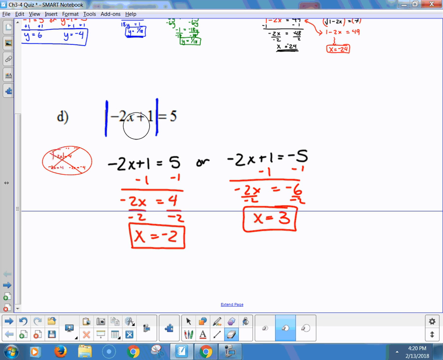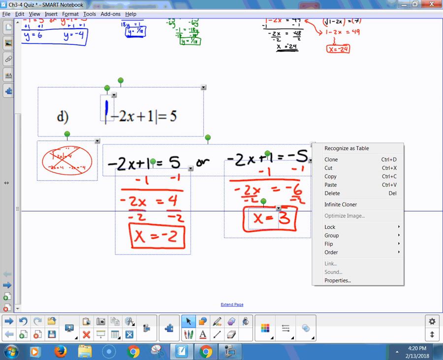Now let's go and check these things. If x is negative 2, what we have is negative 2 times negative 2, which is 4, plus 1. Well, that's going to check out. It's going to be 5. If x is 3, we get negative 2 times 3, which is negative 6, plus 1. Well, that's going to be negative 5, and when we take an absolute value, we get 5. That checks out. We have our two answers. We're good to go. Let's move on to problem number 2.